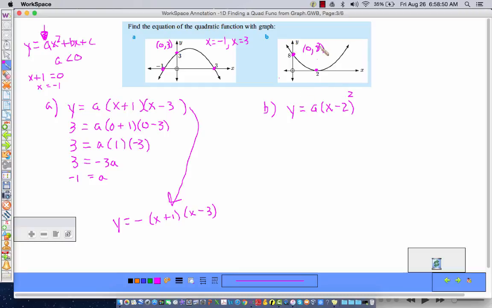Replacing y with 8, 8 equals a times (0 minus 2) squared. We're going to have to deal with it. 0 minus 2 is -2, squared. 8 equals -2 squared, which is 4, times a, so 4a. So a is equal to 2. We knew it should turn out positive because it's opening upward. So that means y is equal to 2 times (x minus 2), the quantity squared.